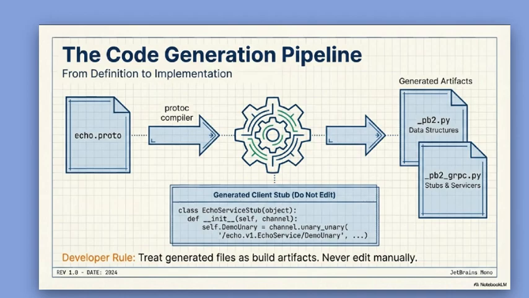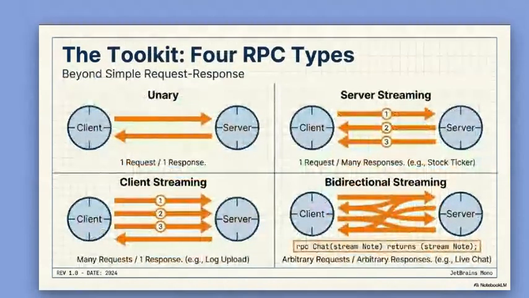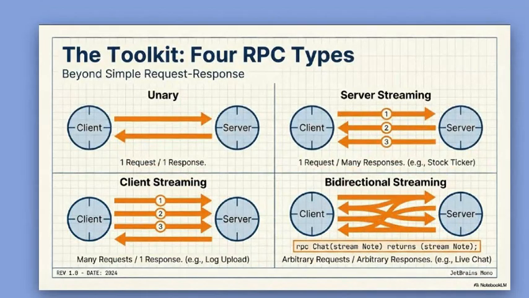We mentioned that HTTP2 highway. Slide 7 calls this the toolkit for RPC types. Yeah, and this is where gRPC really flexes its muscles over something like REST. In REST, you're usually just stuck with request response. I ask, you answer, that's it. We call that unary. But here we have server streaming.